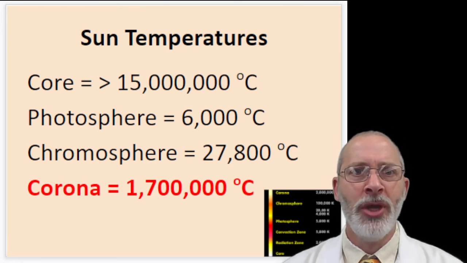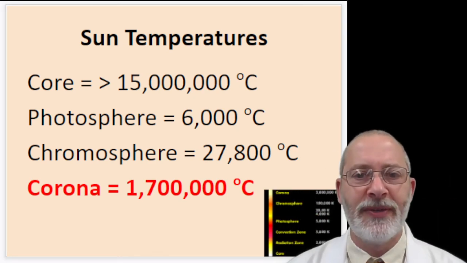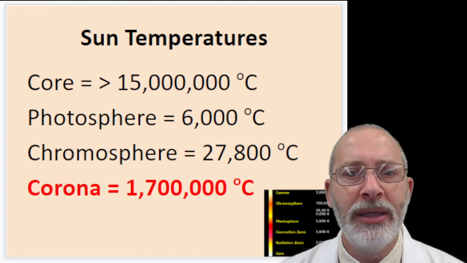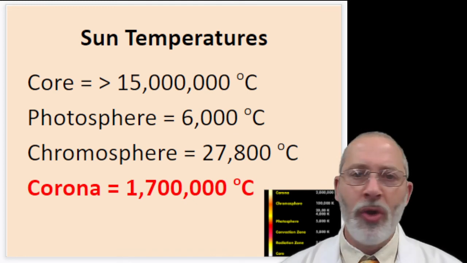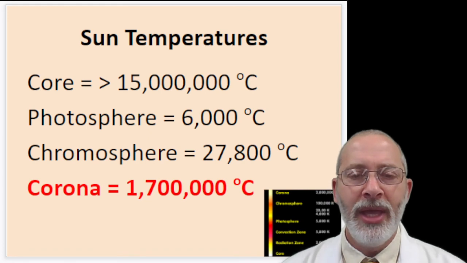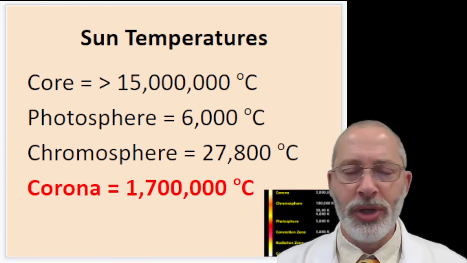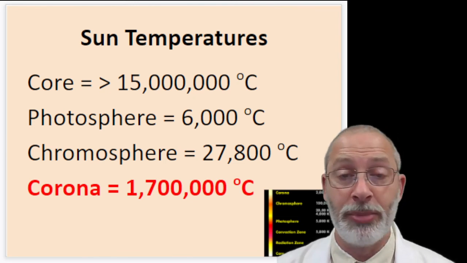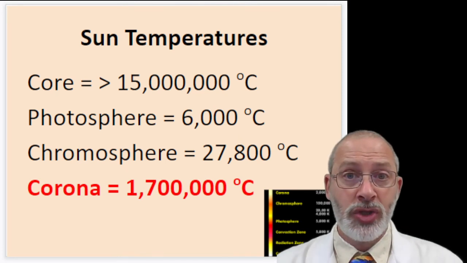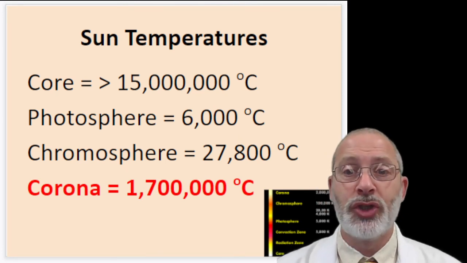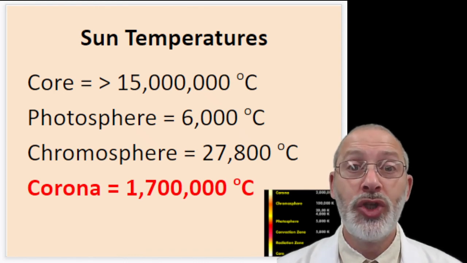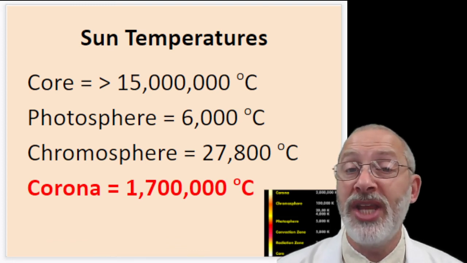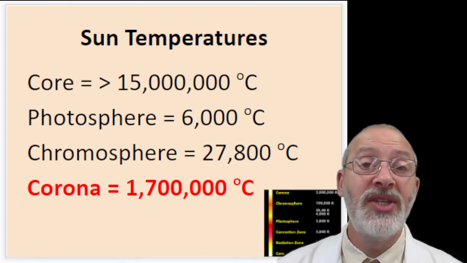Check this out. The corona, which extends into space, goes up to over 1 million degrees Celsius. Nobody understands why. Logic would dictate that the farther away from the core, the colder the temperatures get, and the temperatures would continue to decrease. So scientists are kind of baffled as to why the corona is so super hot, 1.7 million degrees Celsius. We just don't understand it yet, which is why we are still studying it.